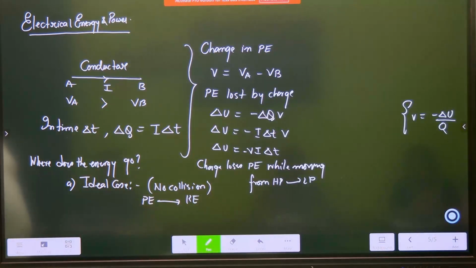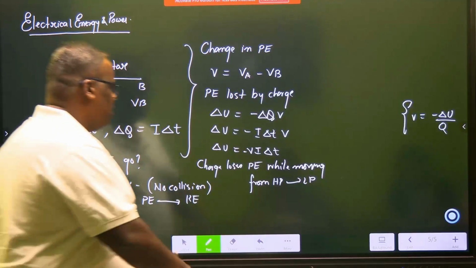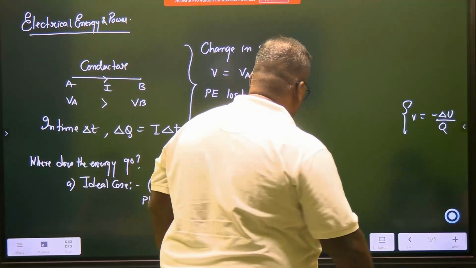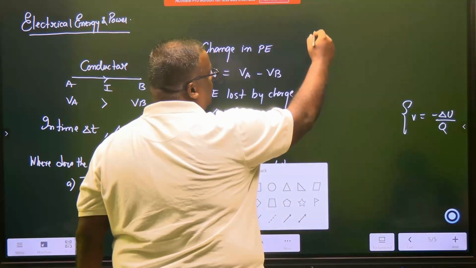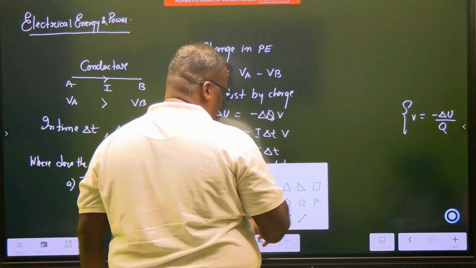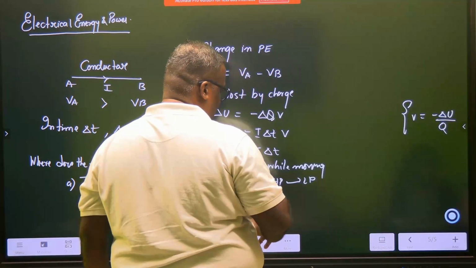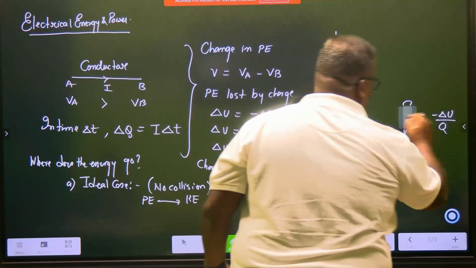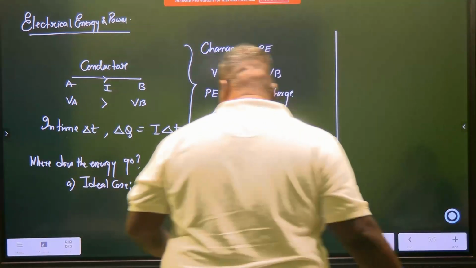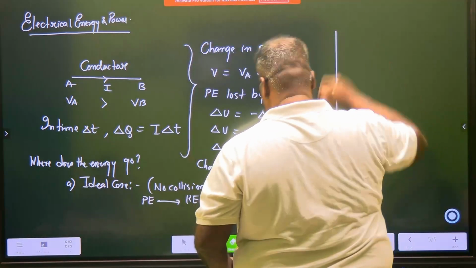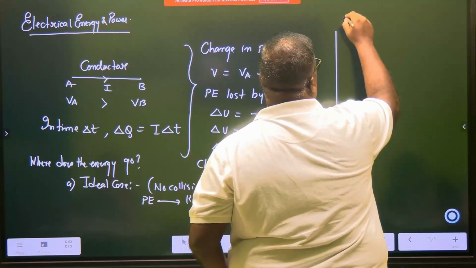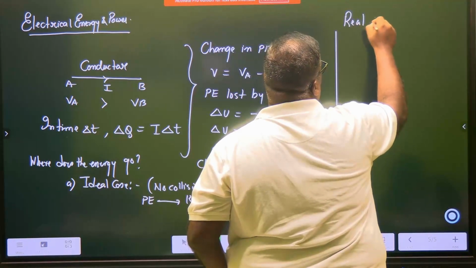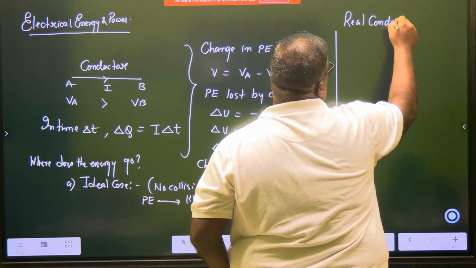But that is not the scenario. So what is the scenario? Whenever current goes through a conductor, you will always see there is a heat which is generated in the conductor. And that's called Joule's heating, which we will now see. Okay. So we say our question is that of a real conductor, which you see in everyday life.